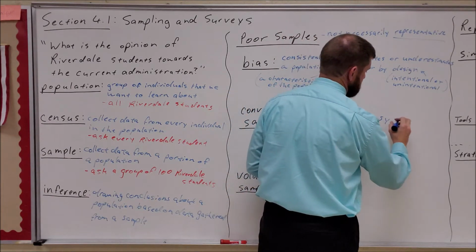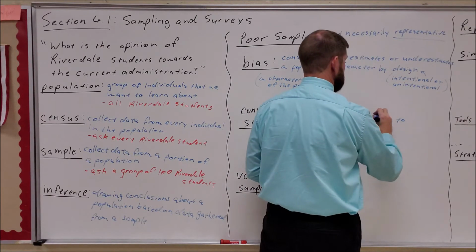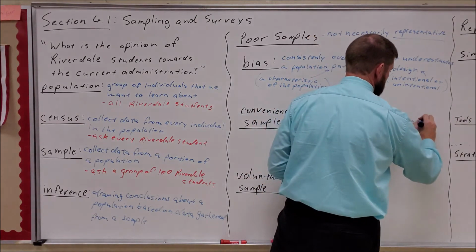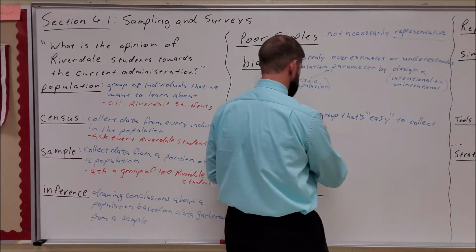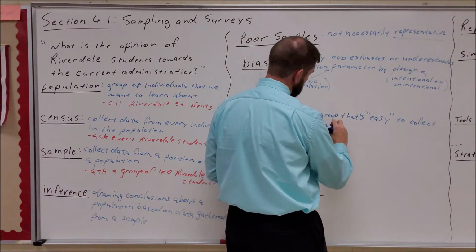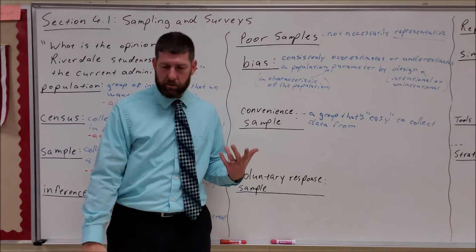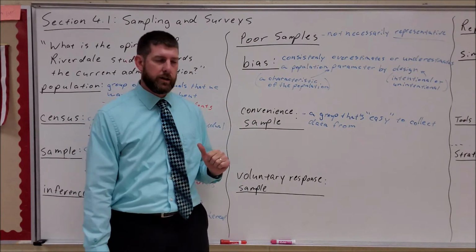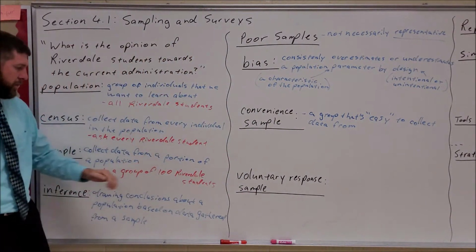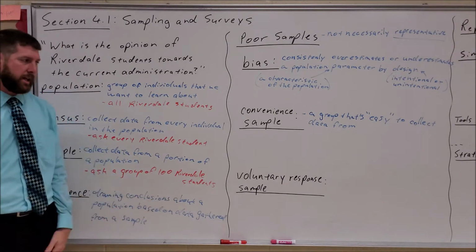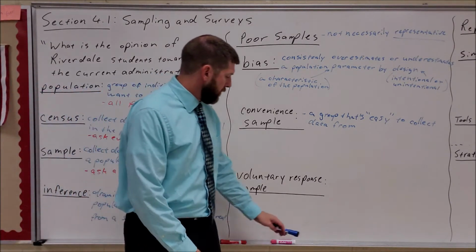So a group that is easy, easy being a relative word, to collect data from. Okay, they may look like our population, may not look like our population, but we're just saying we're going to get a group. So if we're saying we got our 100 Riverdale students, that's our goal. We want a sample of 100 Riverdale students.